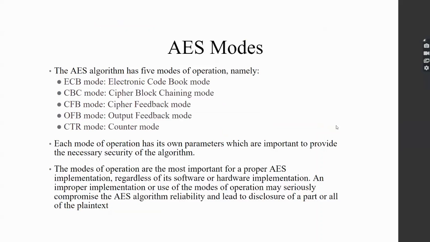The next slide. There are various modes in the AES algorithm, basically 5 modes of operation, namely the ECB mode, the Electronic Codebook mode, the CBC mode, Cipher Block Chaining mode, the CFB mode, Cipher Feedback mode, OFB mode, Output Feedback mode, and CTR mode, Counter mode.